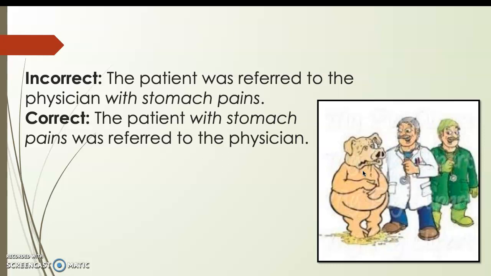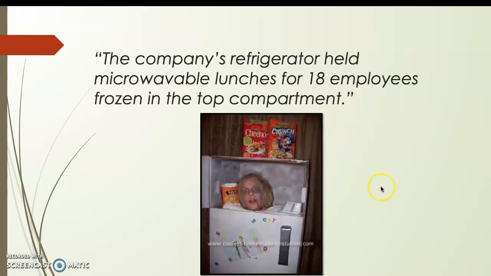Okay, this next one I think is my favorite one of all times. The company's refrigerator held microwavable lunches for 18 employees frozen in the top compartment. Now, do we really mean that this company has their 18 employees frozen, their frozen heads in their refrigerator? Let's hope not. So, how would we rewrite this sentence so it reads that their lunches, their microwavable lunches, can be frozen in the freezer and not the people? I'll give you like 30 seconds to try to come up with an answer yourself.